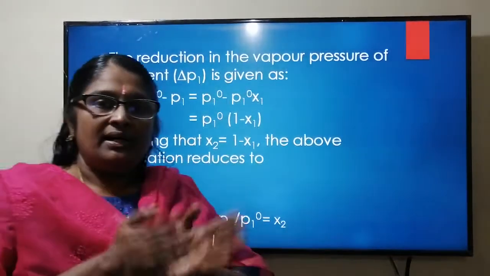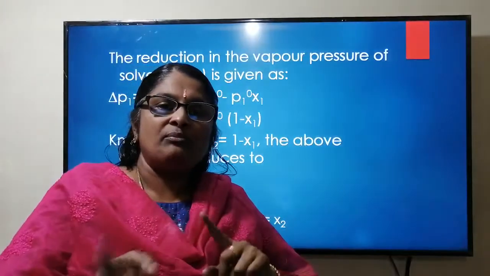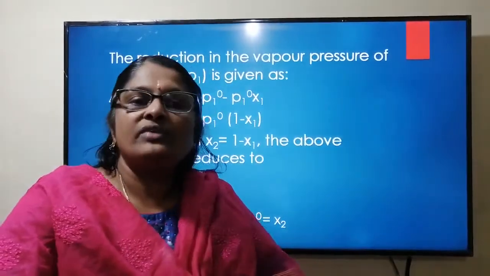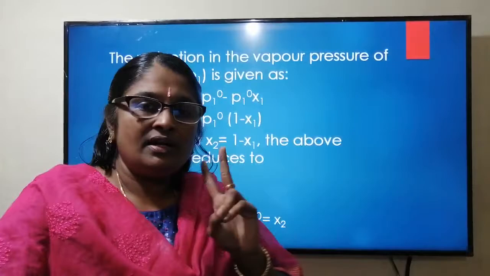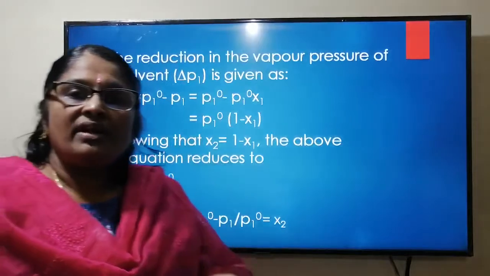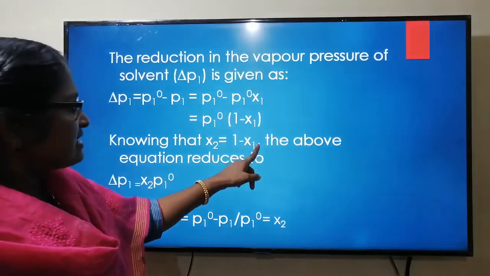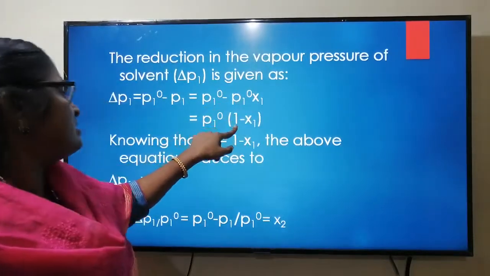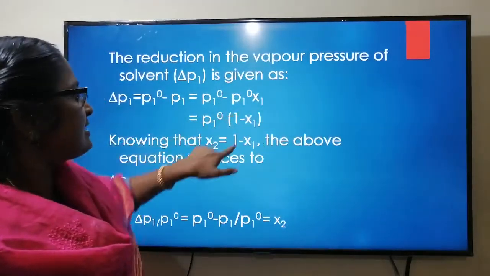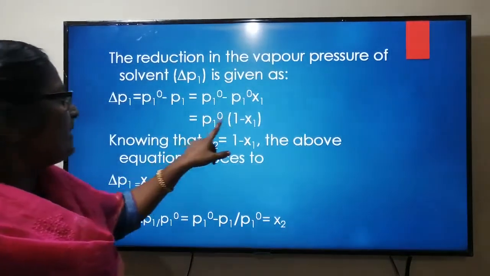And we know that for any solution containing two components, 1 and 2, the mole fractions of both components added together give 1. If you add the mole fractions of all the components, it gives the value 1. Here there are only two components, with mole fractions x1 and x2. So x1 plus x2 is equal to 1, or x2 is equal to 1 minus x1. So instead of 1 minus x1 in this equation, we can substitute x2. So delta P1 is equal to P1° into x2.